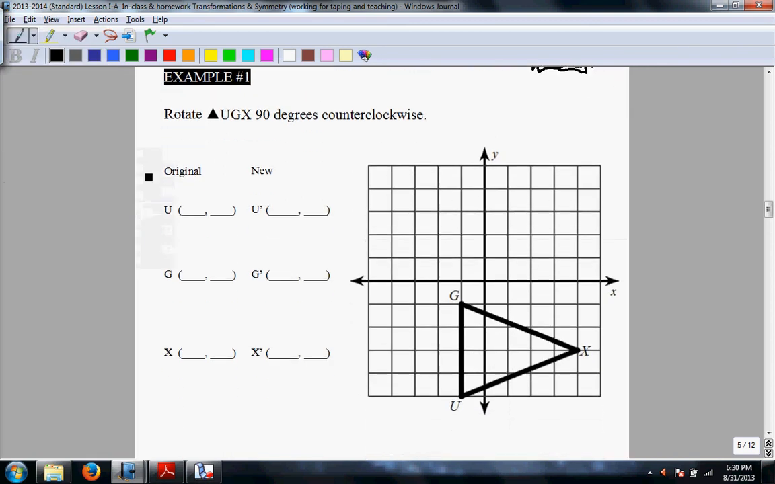Okay, so example number one, we have UGX, and we want to rotate 90 degrees counterclockwise. So counterclockwise means I go towards the left. So the first step, when you have rotations, just draw a broad sweeping arrow to tell yourself which way this is going to rotate. We're going counterclockwise, so we're going to take this, and we're going to go that way with it. That's counterclockwise. So just draw a sweeping arrow that tells you which way you are going.